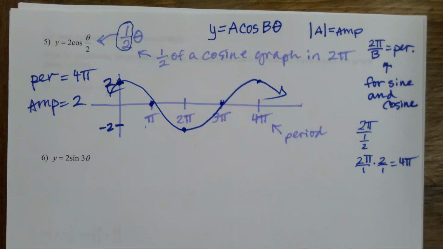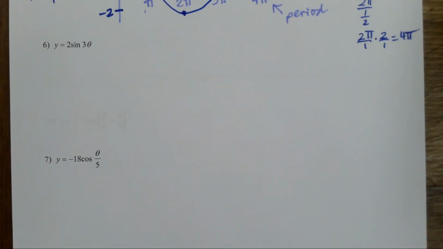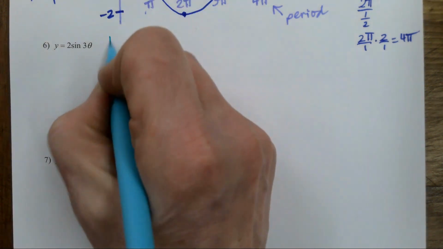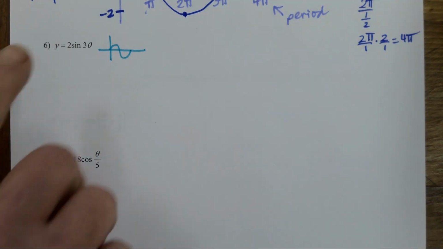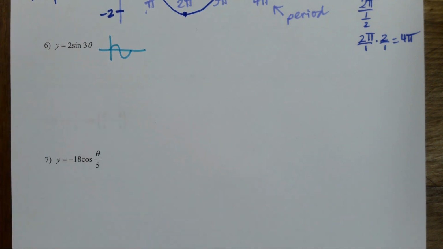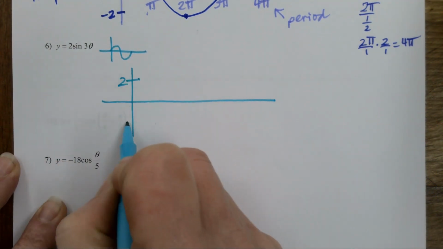So let's do our sine. Again, I remember what sine looks like. Sine always looks like this, so my sine is going to look like that. This tells me that it is stretched out taller. So that means this graph is going to top out at 2 and bottom out at -2.